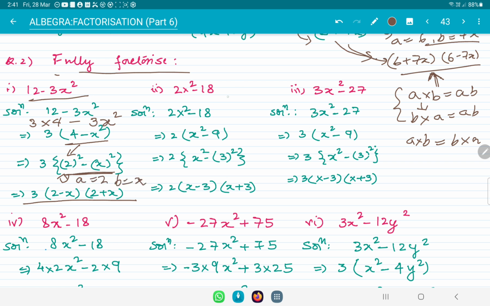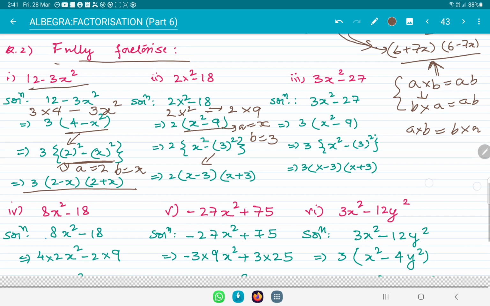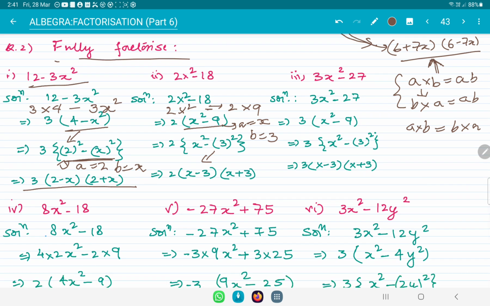Next question, 2x square minus 18. So 18 can be represented as 2 into 9. Now what is common in this? Common is 2. So x square minus 9. And what are a and b here? A is x and b is 3. So just write in your formula: x square minus 3 square. Again this can be represented as 2 into x minus 3 into x plus 3.